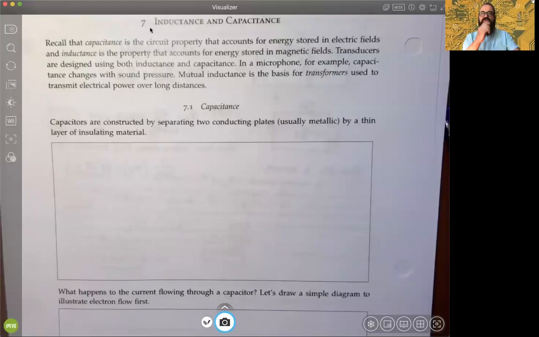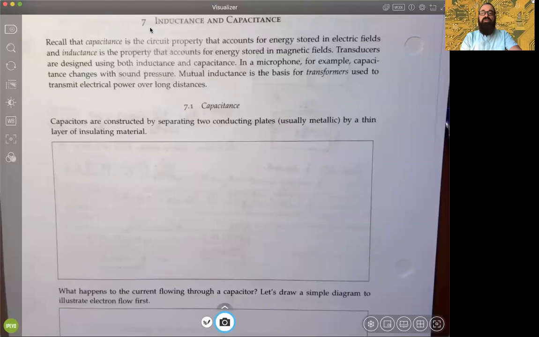In Chapter 7 of the ECE 301 workbook, we finally get to move beyond resistances and now consider the other important circuit elements, inductance and capacitance. We're going to start off with capacitance, and then we'll work our way into the next one, inductance, in later sections. So recall capacitance is a circuit property that accounts for energy stored in electric fields.